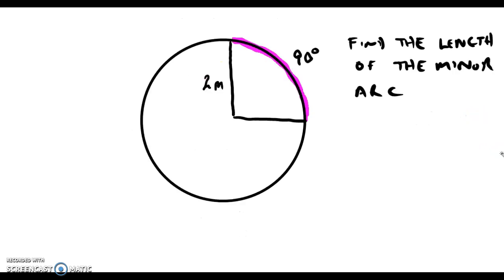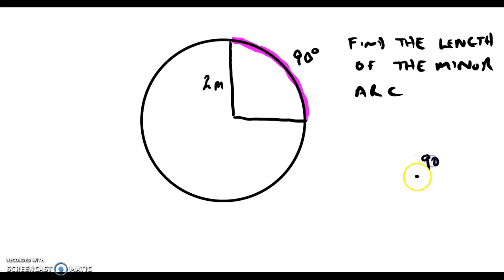So now we're given the measure of the radius, and we're supposed to find the length of the minor arc. And we know that the minor arc is 90 degrees. So this gets a little bit more difficult. We can do it two ways. Let's do it with radians. Let's convert 90 degrees to radians.